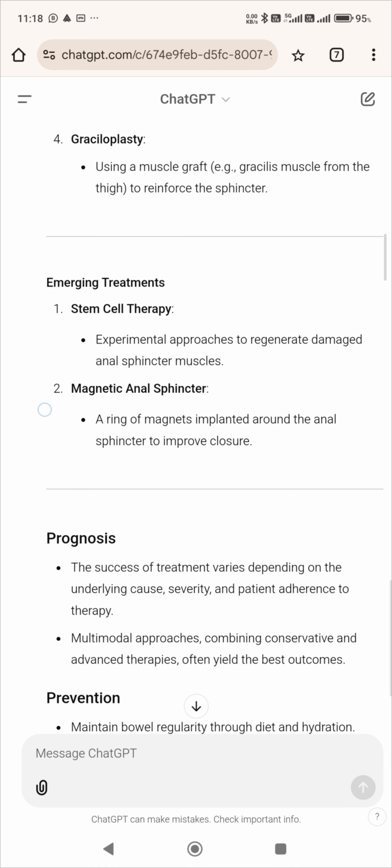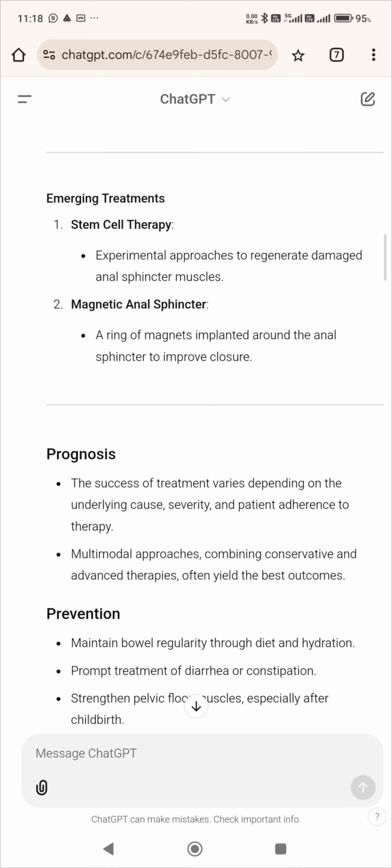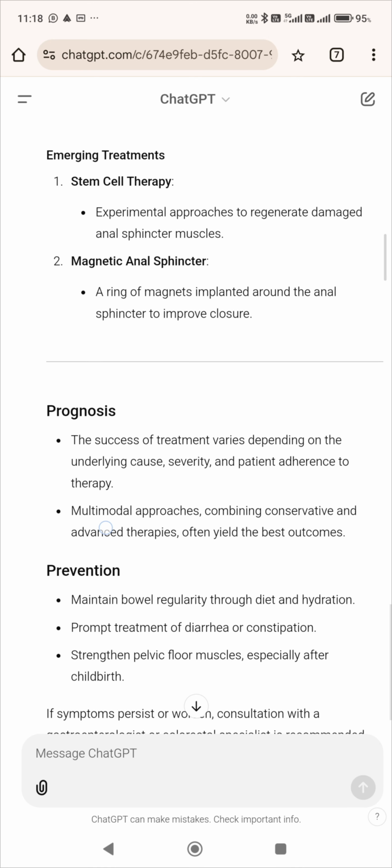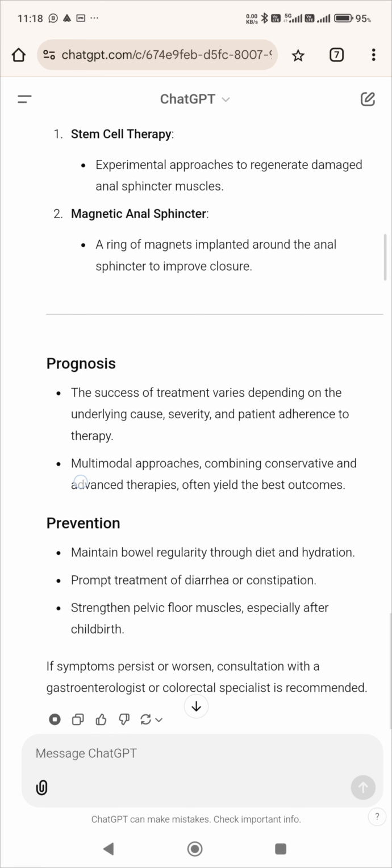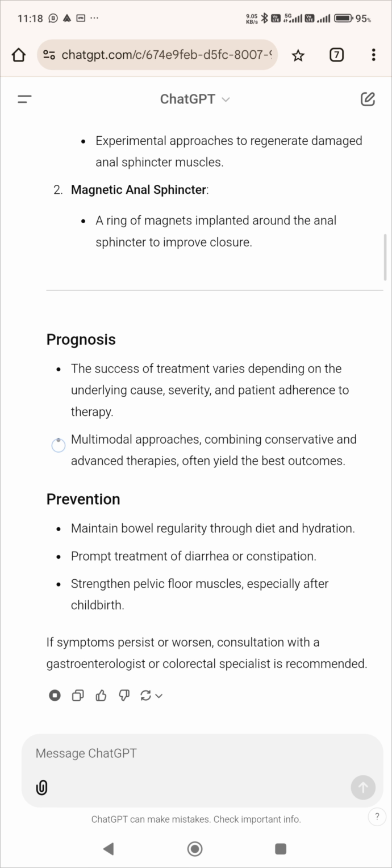Emerging treatments. 1. Stem cell therapy, experimental approaches to regenerate damaged anal sphincter muscles. 2. Magnetic anal sphincter, a ring of magnets implanted around the anal sphincter to improve closure. Prognosis. The success of treatment varies depending on the underlying cause, severity, and patient adherence to therapy. Multimodal approaches, combining conservative and advanced therapies, often yield the best outcomes.